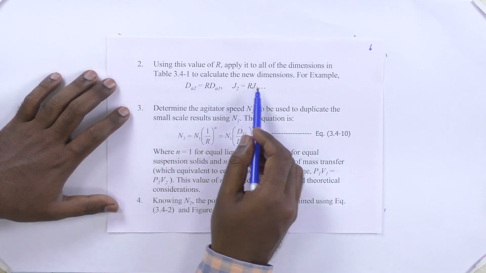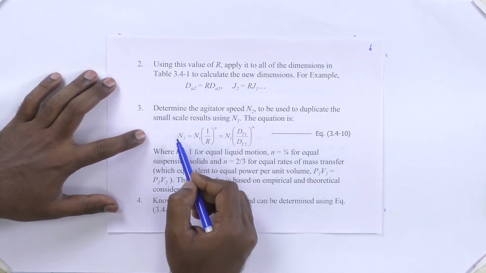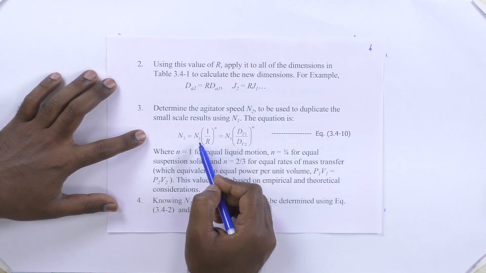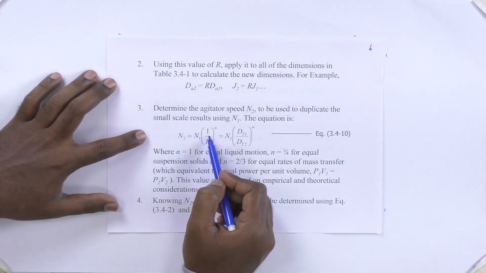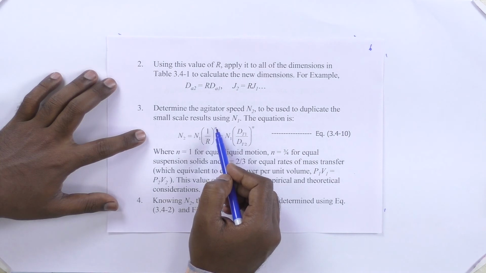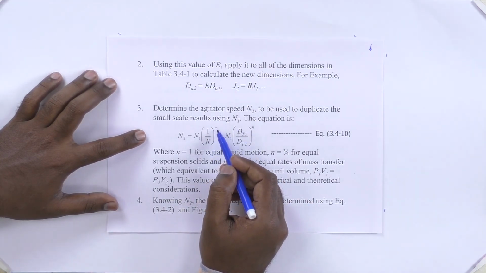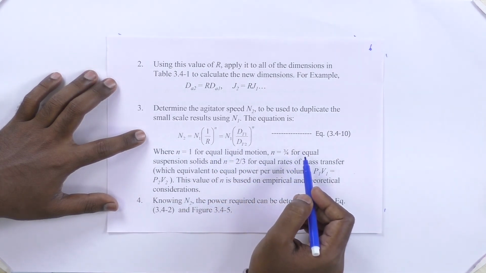This is the case for all the dimensions, but it will differ in the case of your rotations per minute, revolutions per minute. So if you are going to calculate the agitator speed for the new one, then the formula to calculate is n2 is equal to n1 into 1 by r whole power n. So instead of multiplying r directly, you are going to take an inverse and then raise it to the power n. This n will differ and it depends upon the expectation that you are going to meet.